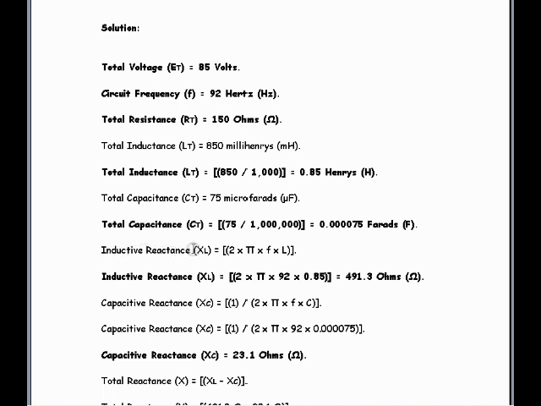The inductive reactance is the first value we must calculate. This is equal to 2 pi times the circuit frequency, which will equal the angular frequency of the circuit, times the inductance in henries. When we do so, we get 491.3 ohms inductive reactance. Capacitive reactance is equal to 1 over 2 pi times the circuit frequency, which is the angular frequency of the circuit, except this time times the capacitance in farads. We must take the inverse of this quantity, or its reciprocal. So when we do so, we have 23.1 ohms of capacitive reactance.